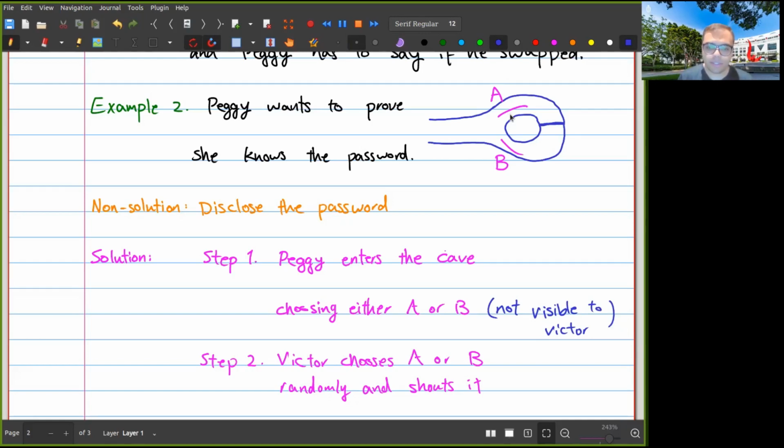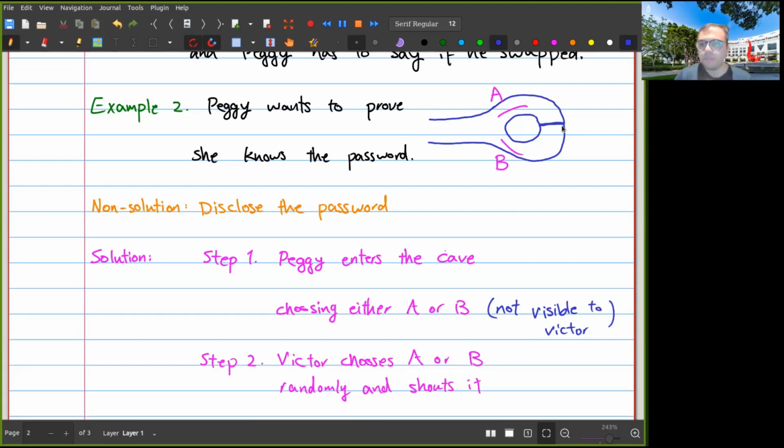Again, this will not convince Sarah of anything, right? Because from Sarah's point of view, maybe they had a sequence of A's and B's that both Peggy and Victor knew beforehand, and maybe Peggy doesn't actually know this password. It's just that she's going according to that predefined sequence, and Victor is also calling that predefined sequence.